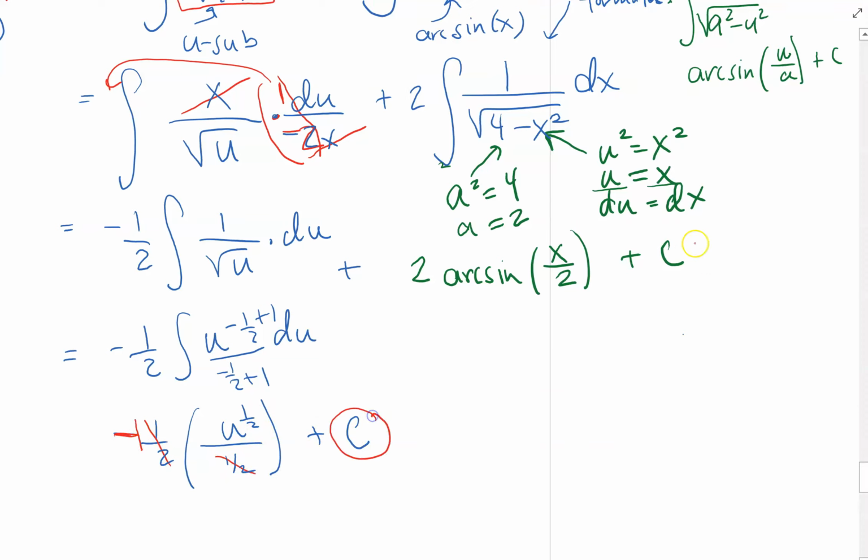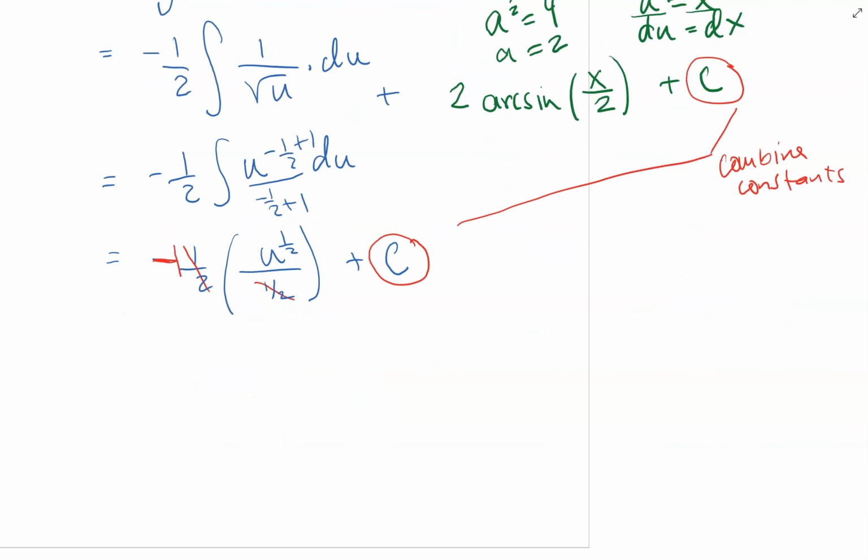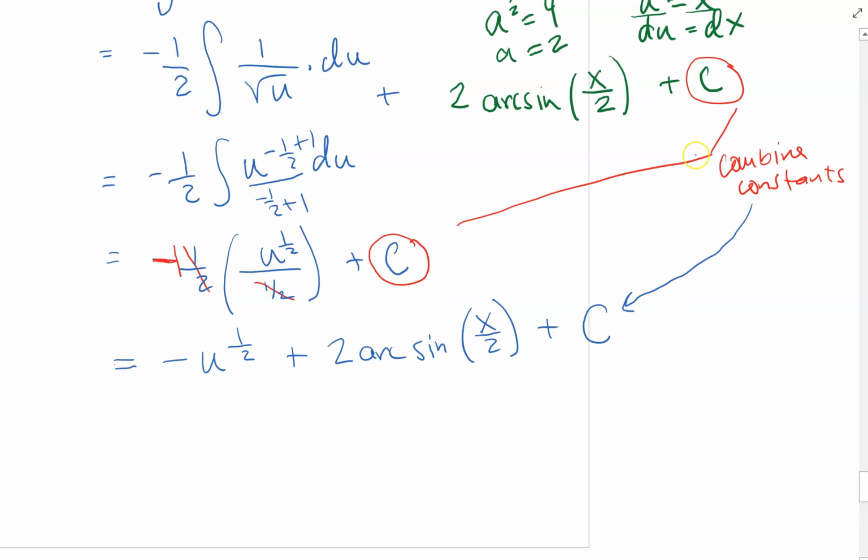Now this constant and that constant can combine, right? We always combine constants. That's why we always just sort of add 1 at the end. The 1 we add at the end sort of represents a combined constant. So now this is equal to negative u to the 1/2 plus 2 arc sine of x over 2 plus my 1 combined constant, right? So this c that I add at the end is just a combination of all other c's, all other constants that came before. That's my combined constant.